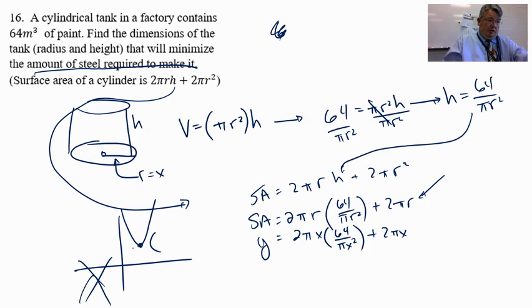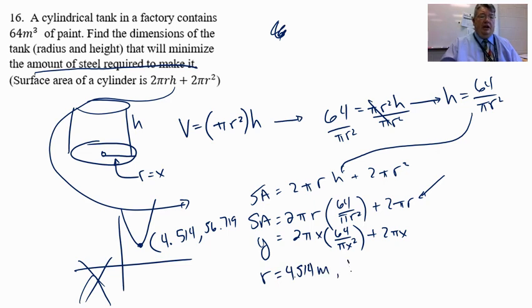And I got the point right there: 4.514 and 56.719. That tells me the dimensions. My r, which is the x value, the radius, would be 4.514 meters, and the height would be 56.719 meters. Those dimensions would minimize the amount of steel needed to make that.